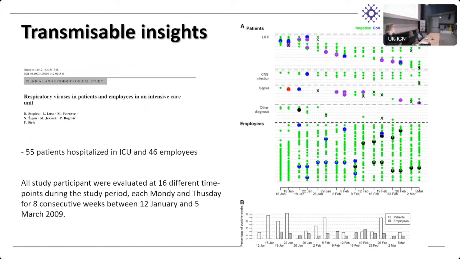Transmissible insights for coronaviruses we saw very early. So in 2012, in one study, 55 patients hospitalized in the intensive care unit and 46 employees were included, and we saw that the coronaviruses were the most common and most transmissible viruses between patients and employees. You can see this in these blue dots on the figure.